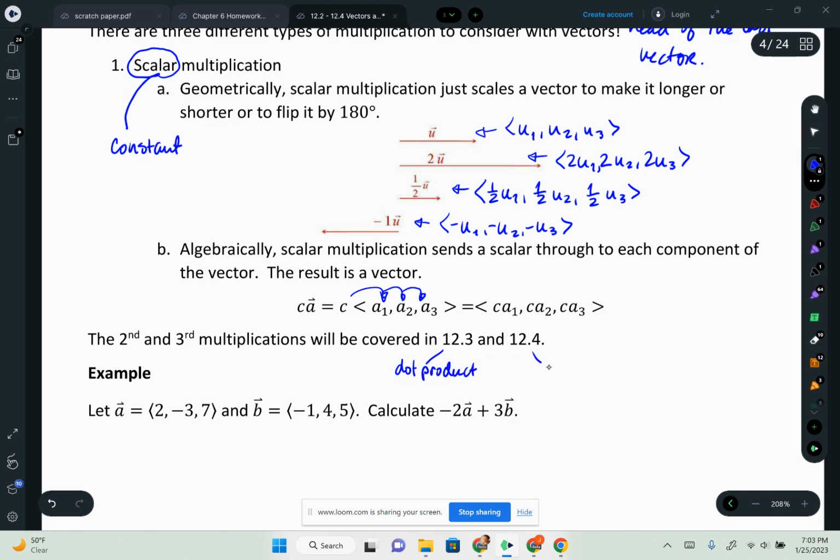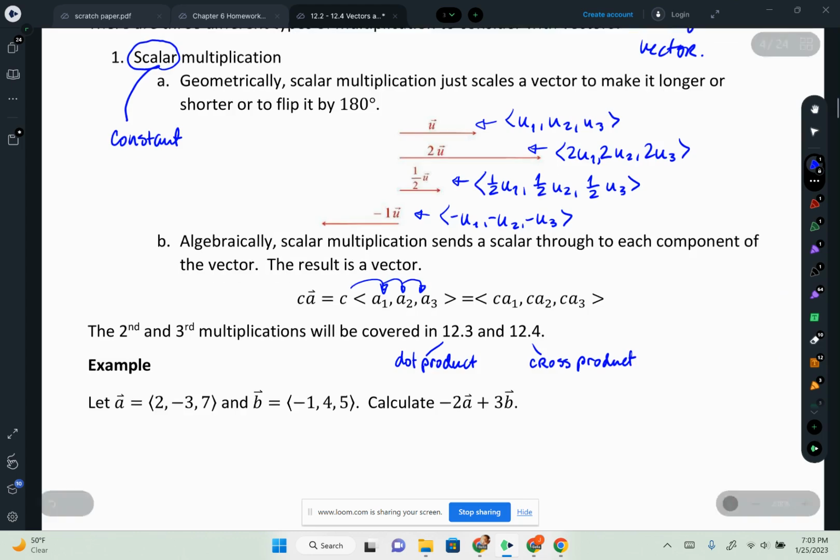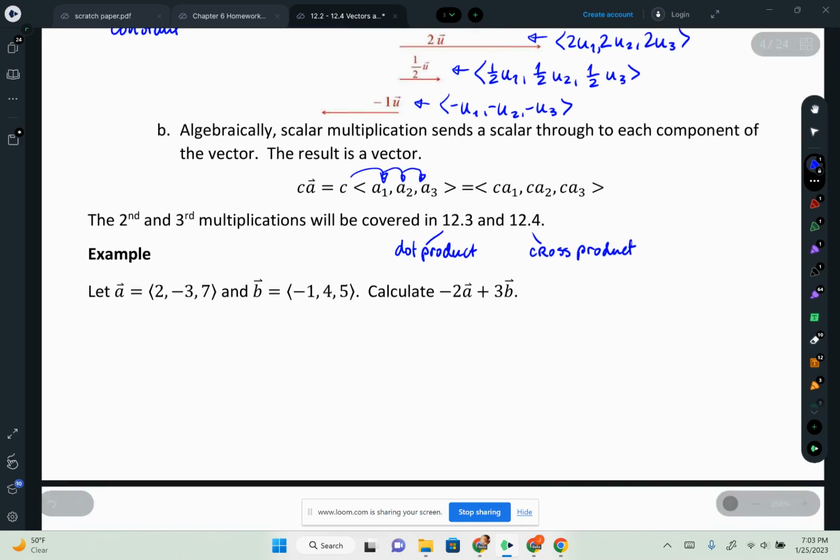And then 12.4 is the cross product. And I guess what's interesting about that is, with regular old numbers, when we learn arithmetic, there's one type of multiplication. That's it. But with vectors, there's 3 different types of multiplication that are defined, and they all give us something different. So we do need to really pay attention to what kind of multiplication is happening. All right. But we're going to keep going with what we have.